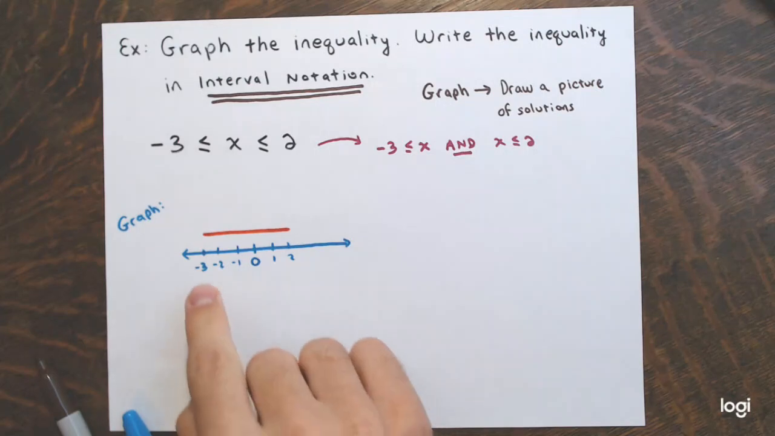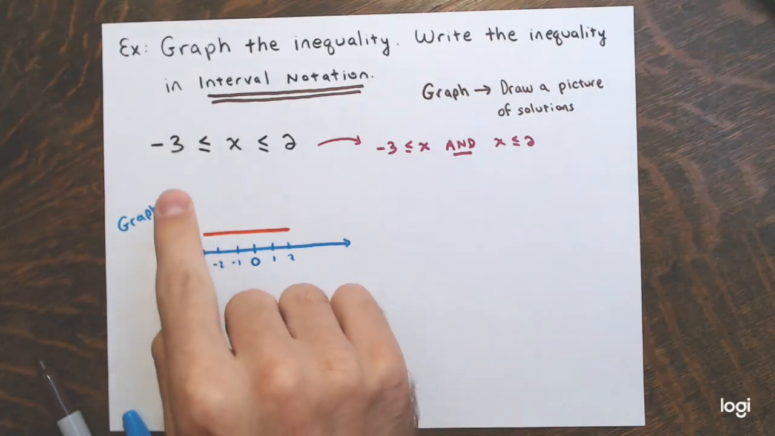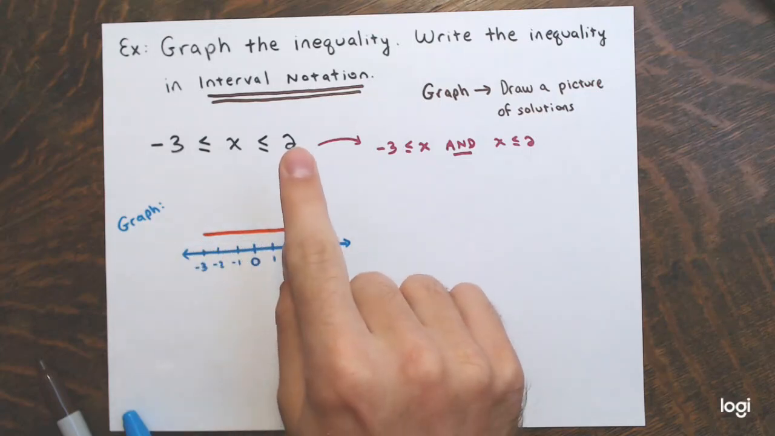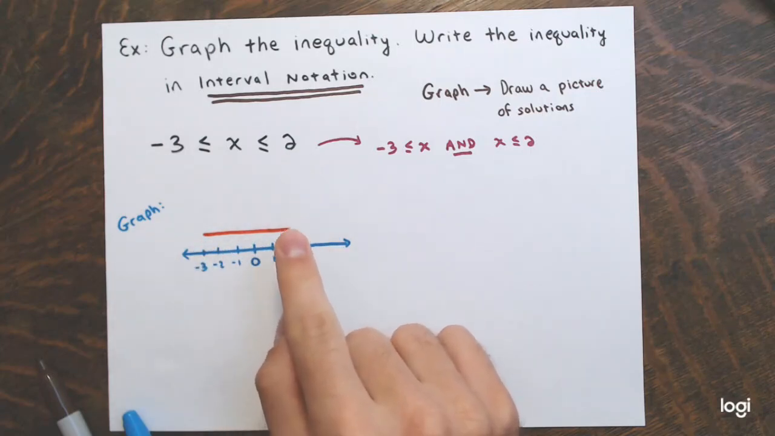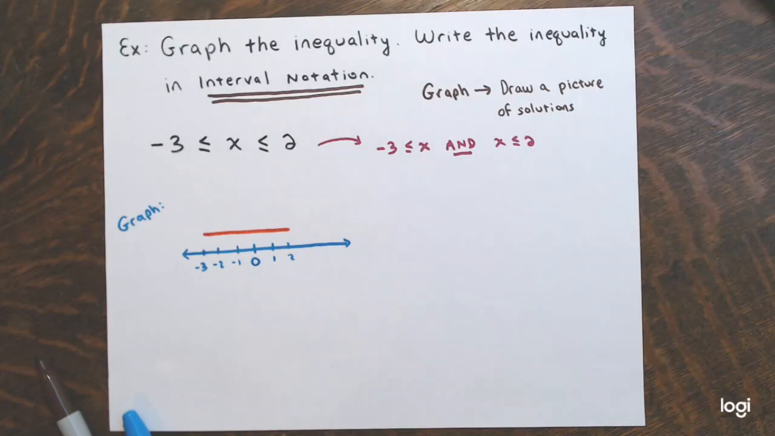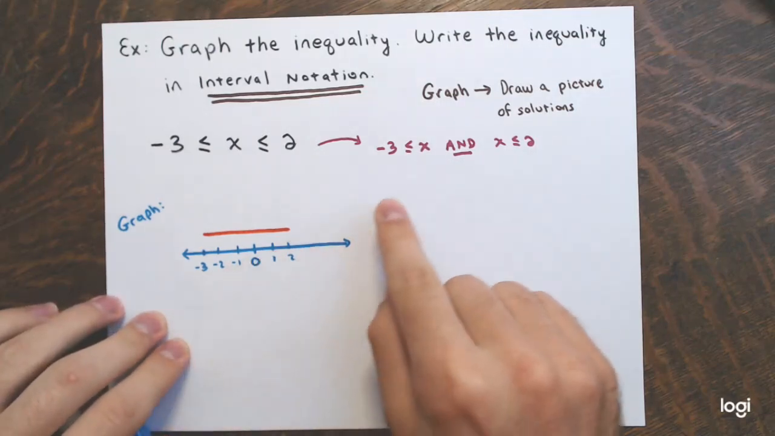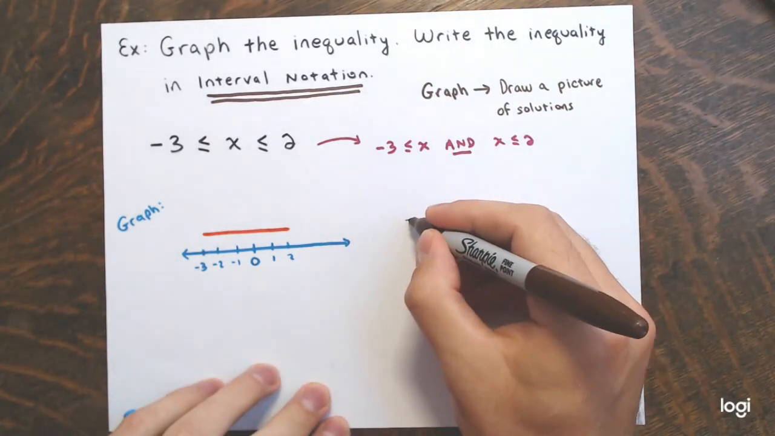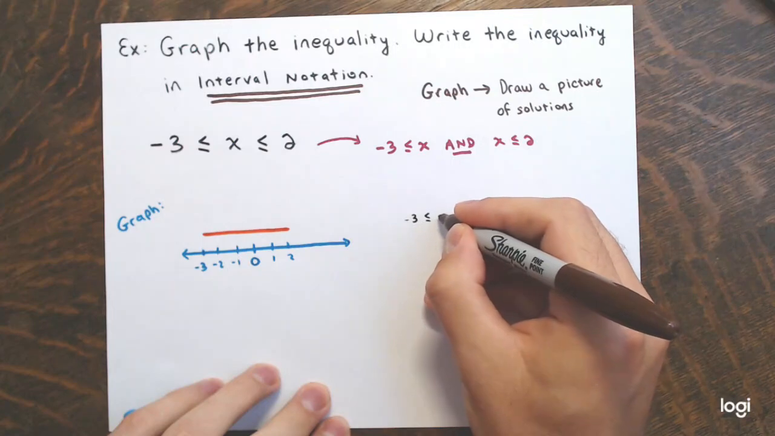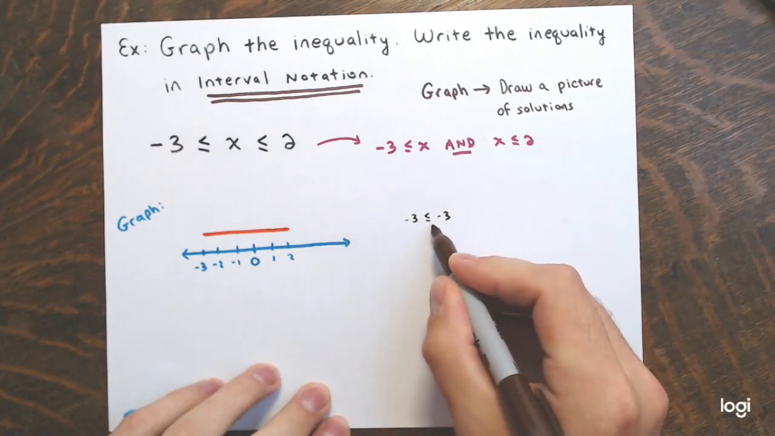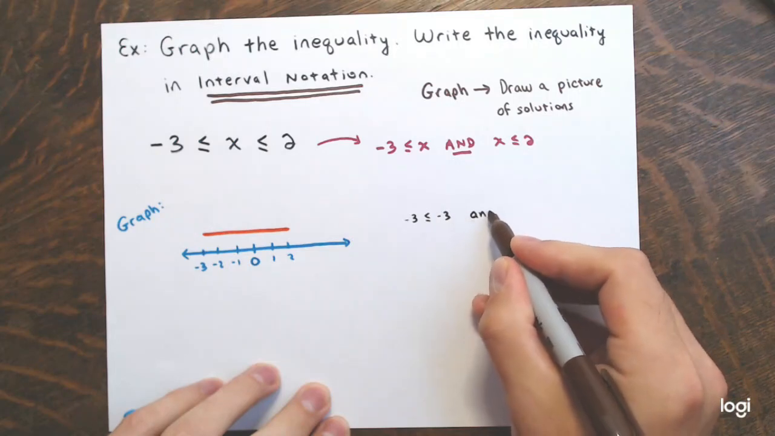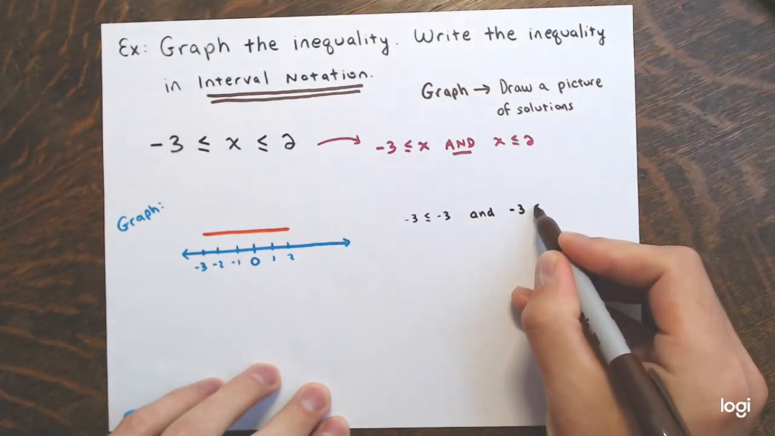Now what about the endpoints? -3 is at the left endpoint of this graph, and +2 looks like it's at the right endpoint. What about those endpoints? Well, let's just check out -3 itself. Replace x with -3. Is -3 less than or equal to -3? Well, yes, it satisfies the or equal to part. And at the same time, is -3 less than or equal to 2?